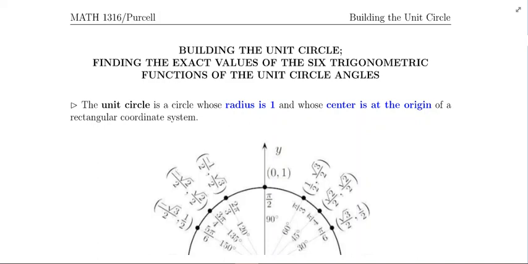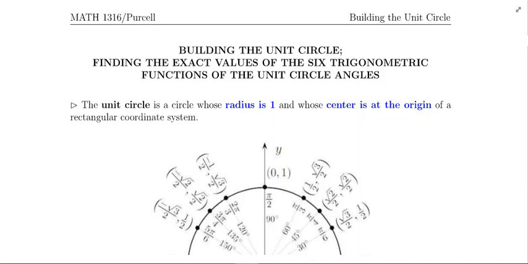In this packet of notes, we are going to be doing two important things. First of all, we are going to be building the unit circle. And secondly, as we build the unit circle, we are going to be computing the exact values of the 6 trigonometric functions, meaning sine, cosine, tangent, cosecant, secant, and cotangent of the angles that appear on the unit circle.